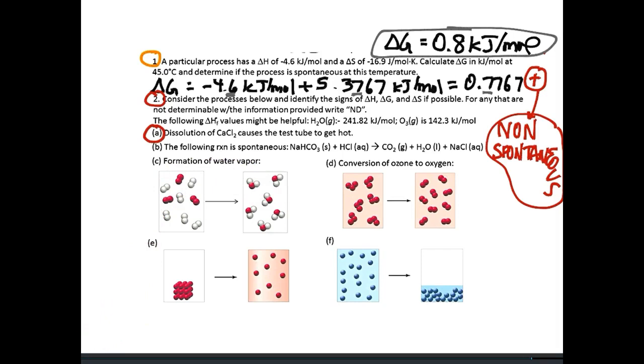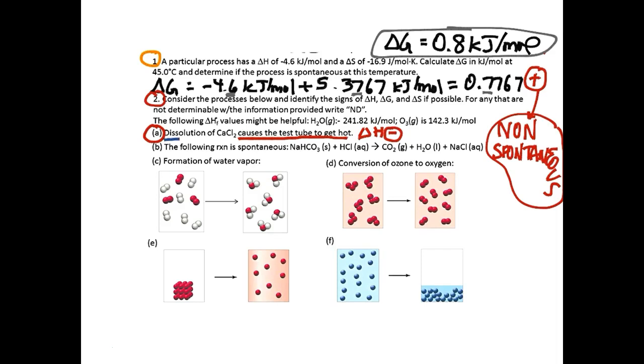Okay, so dissolution of calcium chloride causes the test tube to get hot. So that is an exothermic reaction. You know delta H is negative. We're dissolving calcium chloride, and we talked about the fact that whenever you're dissolving a solute in a solvent, the delta S value is definitely positive. So we know that's true.